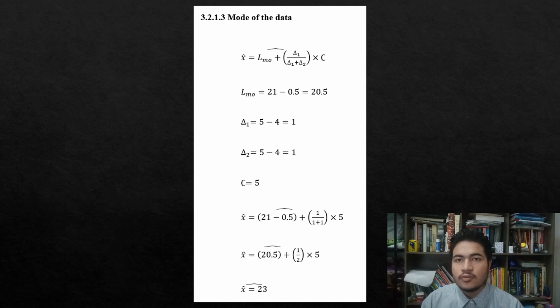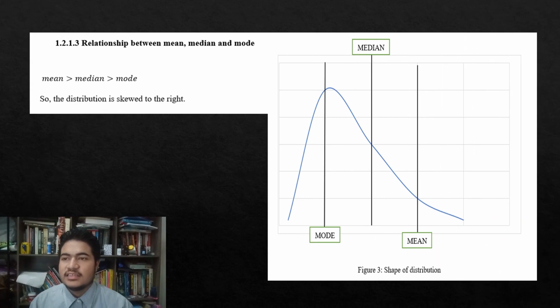And so we substitute all the values that we have calculated into the formula of the mode, and we get a value of 23 for the mode. This is the relationship between the median, mean, and mode of the group data. In this slide it is shown that the mean is greater than the median, and the median is greater than the mode. So we draw the shape of the distribution for the three of the data. What we got is that the distribution shape is skewed to the right.